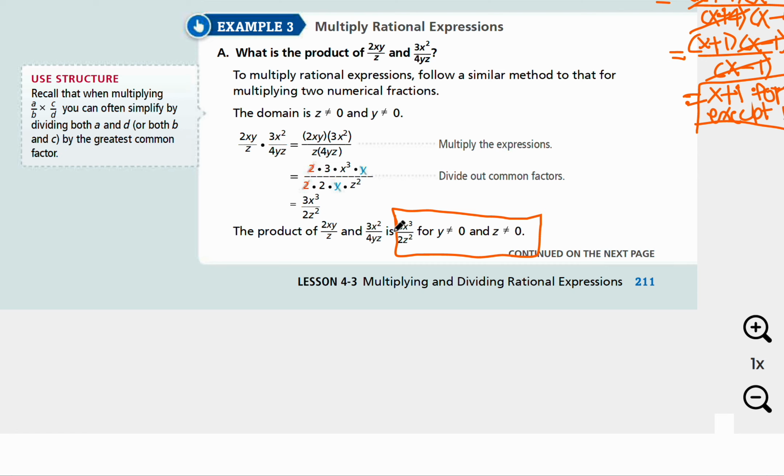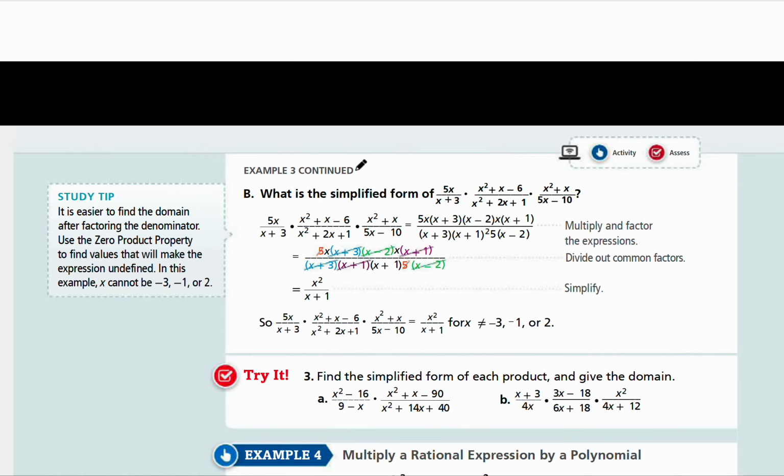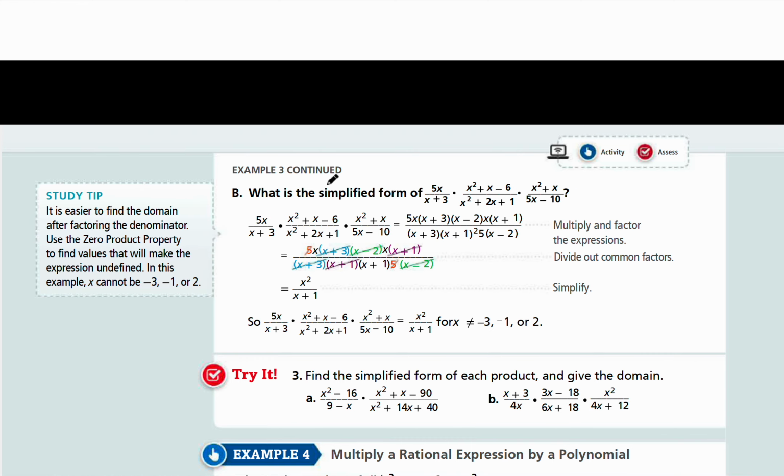And it's not just from looking at your simplified product. You have to look at your original product. Z cannot be 0 here. Y cannot be 0 here. And because Z cannot be 0, you don't have to repeat the same thing here. Okay? So that's a basic example. Let's look at another example that's more complicated on the next page.